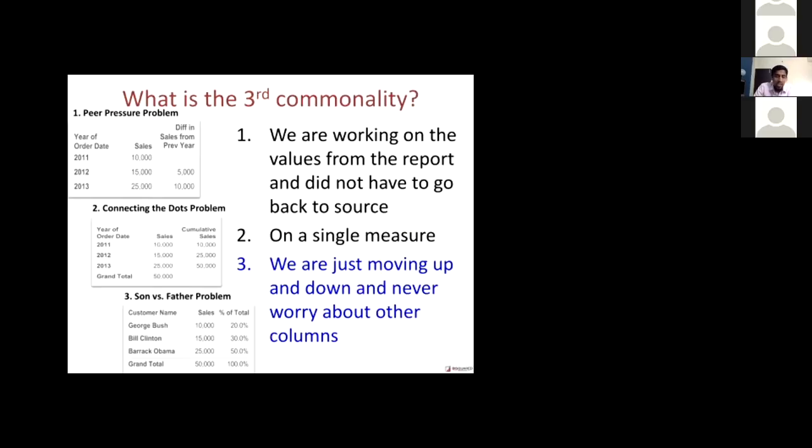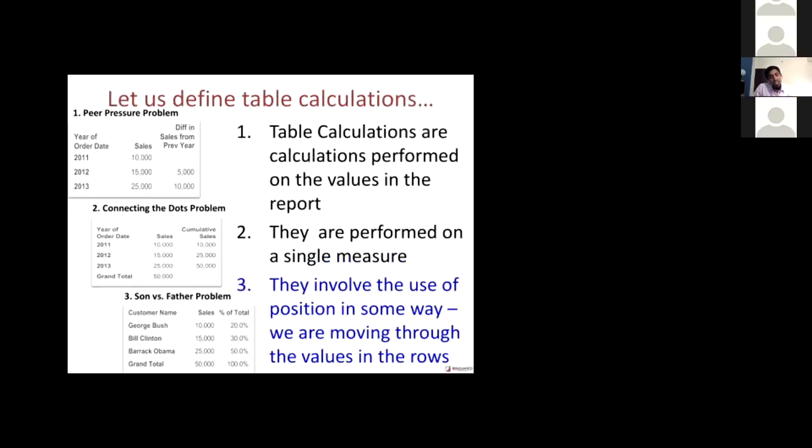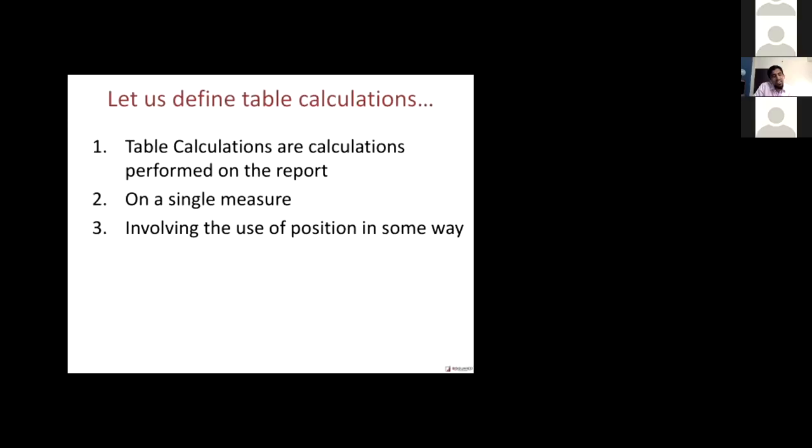So we are moving up and down and never worry about really other columns. So that means we are using the position in some way, right? We are moving through the values in the rows, right? That's what we are doing. So that's the third part of the definition. We use the position in some way. So it's a three-part definition. The simplest thing is it's on a single measure. That I think already Tableau makes it clear, right? So these are calculations performed on the report.